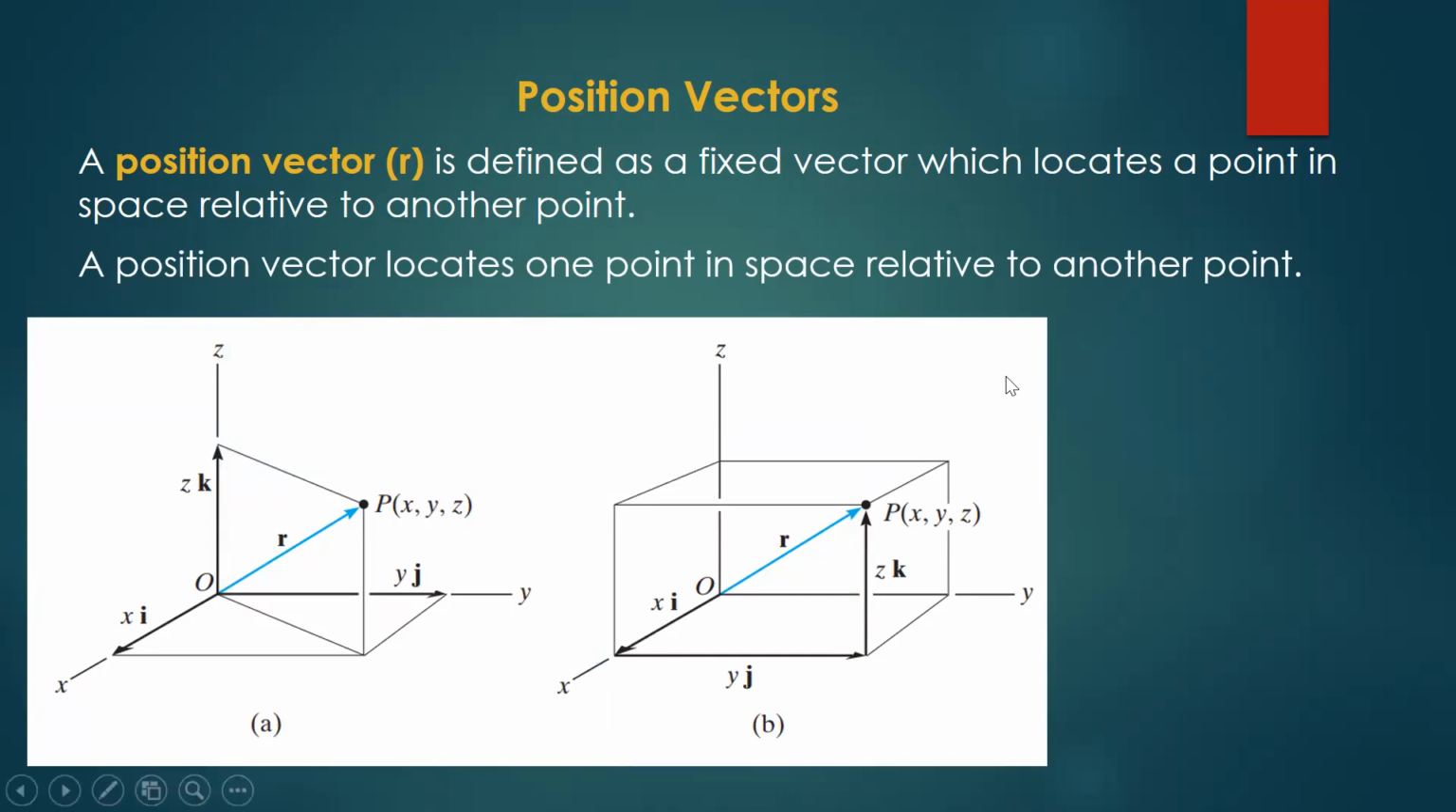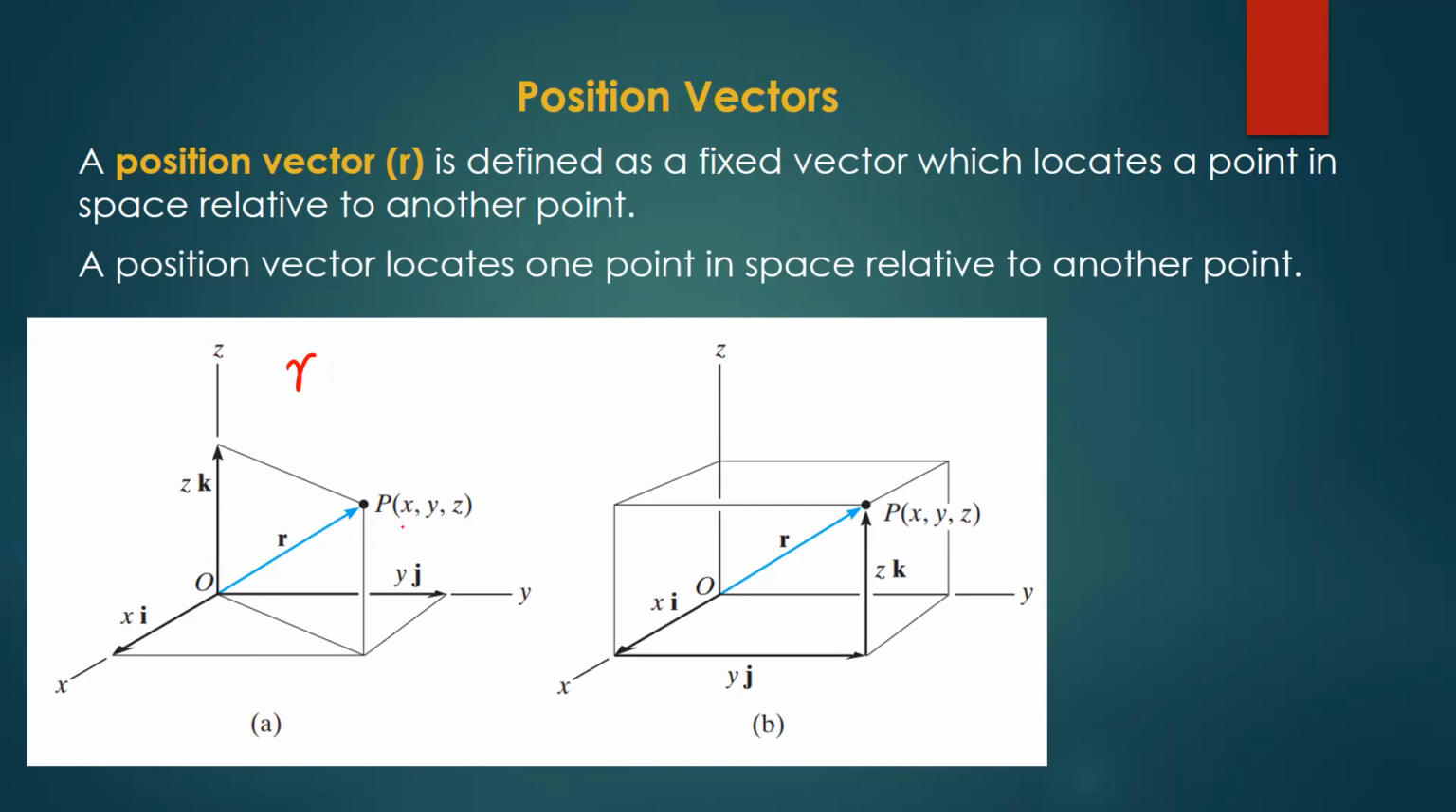Yeah, so this is an example of a position vector. You may have this vector R, and then you may be told to write it using Cartesian coordinates.